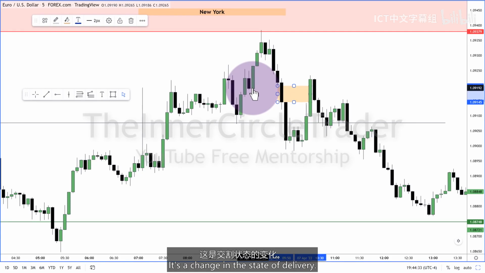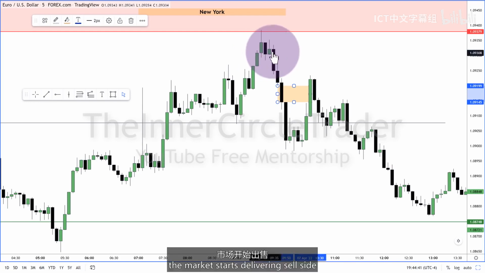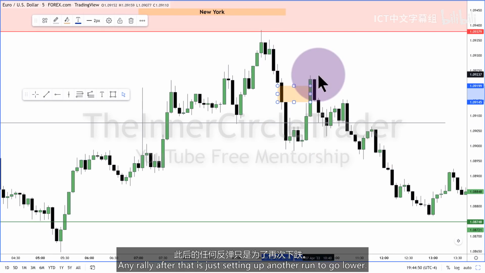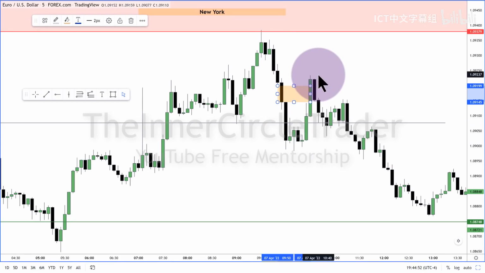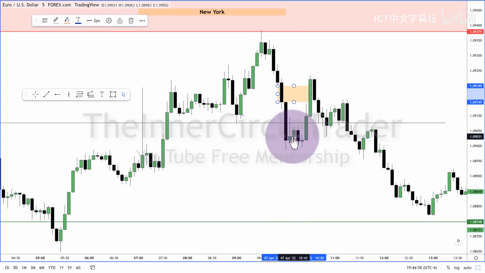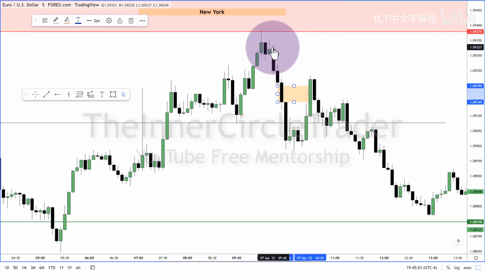What is an order block? It's a change in the state of delivery. The algorithm changes its state of delivery. As soon as we get below this candle's open, the market starts delivering sell side. And then it breaks this swing low. So now we have changed gears internally. Any rally after that is just setting up another run to go lower. So in other words, this is a suspect rally. Okay, so this is an intermediate term high, swing high, because it has the imbalance. It should not trade higher than that high.